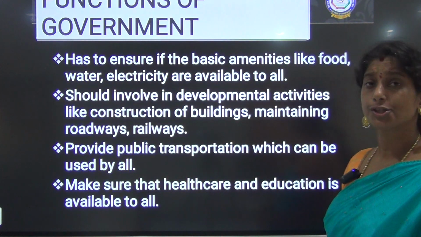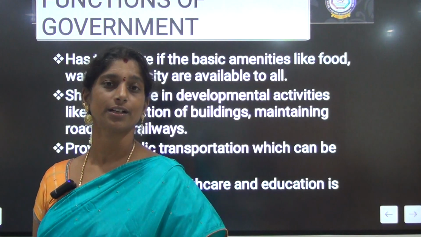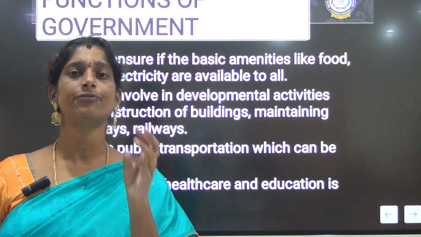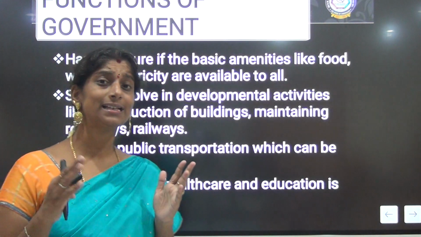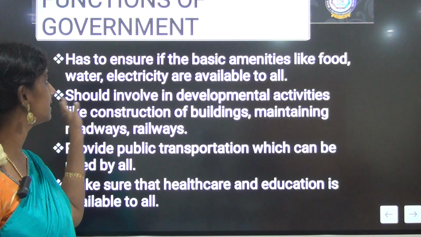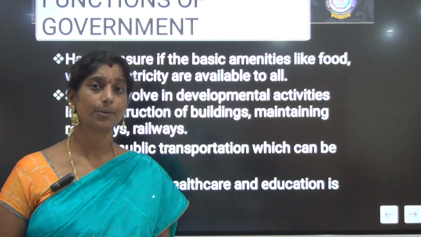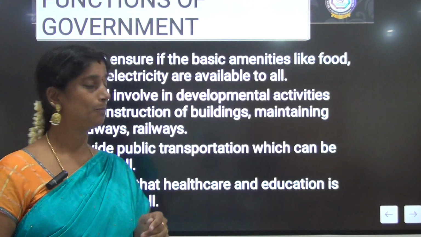Then the government has to ensure that every citizen of the country gets his basic amenity. What are all the basic amenities? Food, clothing and shelter, we usually say, right? But being a citizen of a country, everyone has the right to get food, water and even electricity. Okay? So, this has to be made sure by the government.